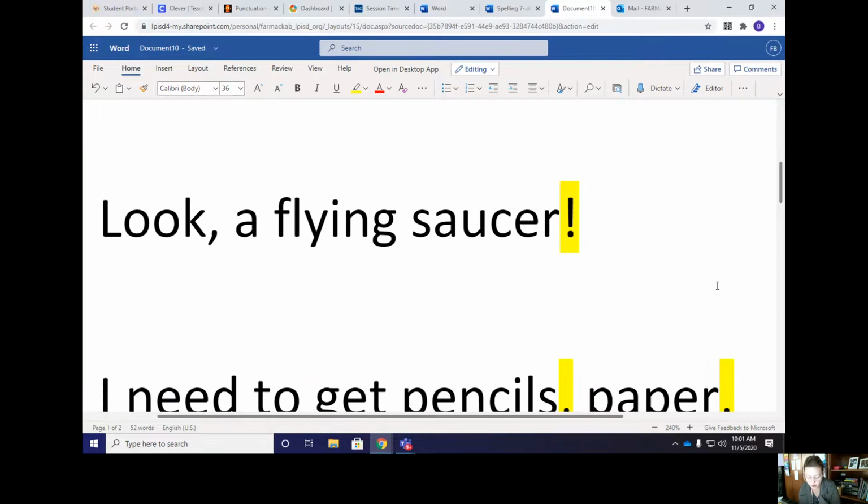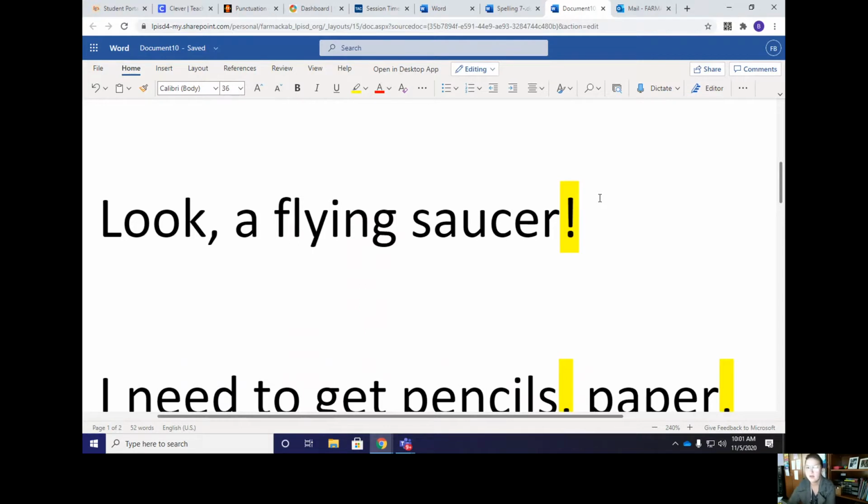Now we have our exclamatory sentence, which is, look, a flying saucer! With exclamatory, we are exclaiming something exciting. And when we say something exciting or very angrily, we always have to use an exclamation point. Okay, the exclamation point will allow your reader or for you to be able to see that there's excitement or there's anger in that sentence. It's not just a plain sentence.